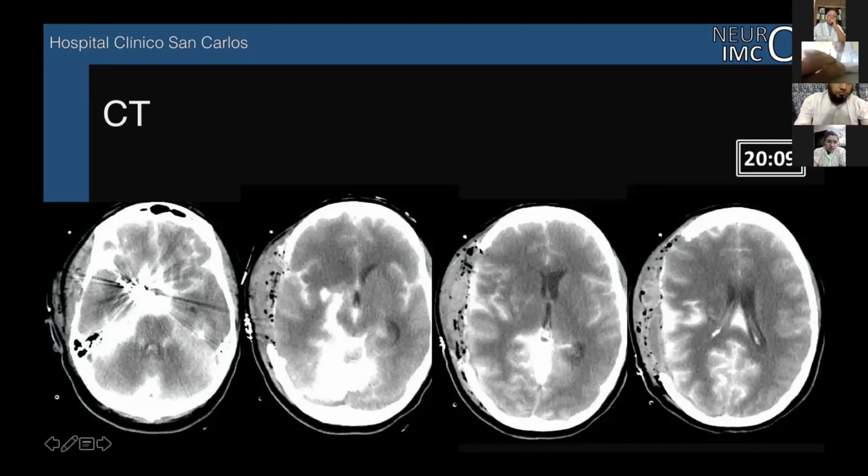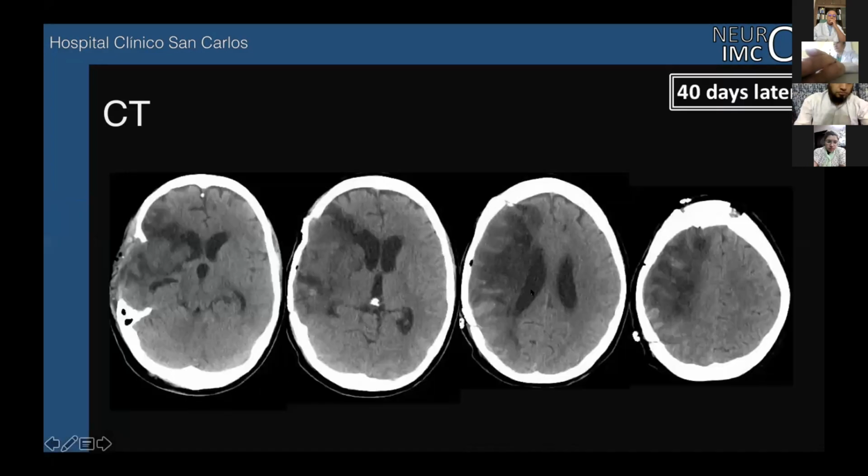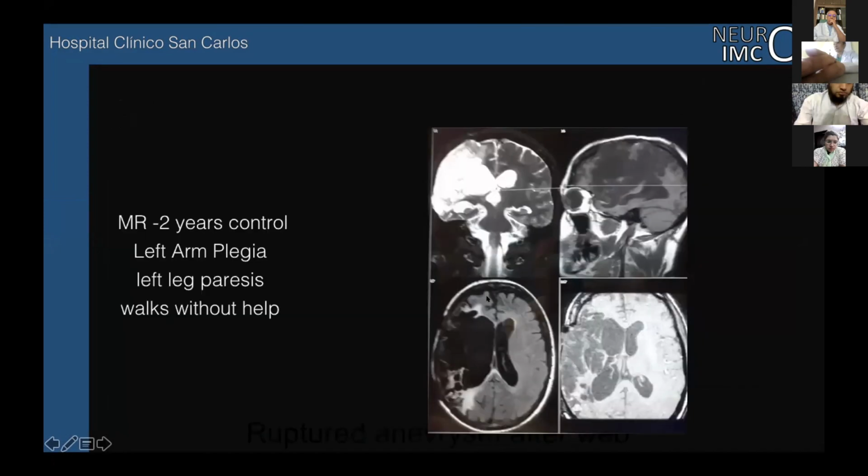No, sorry, at 9 going to the surgery for craniectomy. And finally, the patient, 1 month later or a few months later, this is the lesion, sequela. 2 years later, this is the lesion. The patient walked, but has plegia of the left arm.